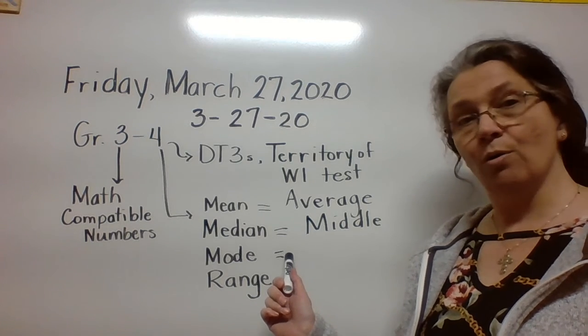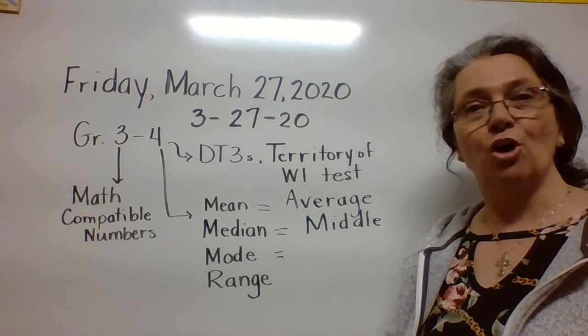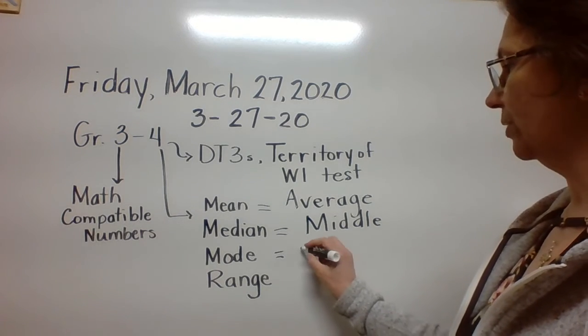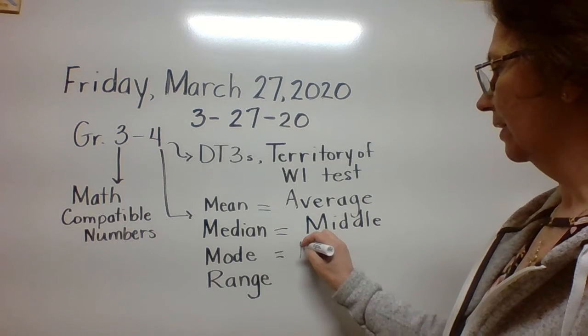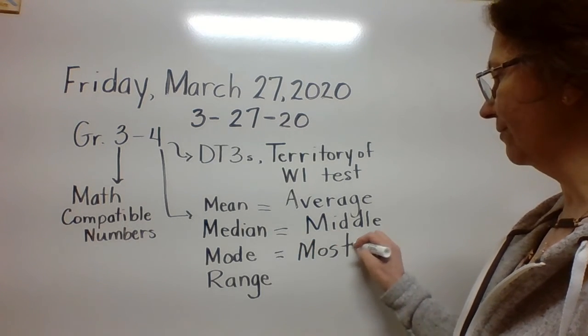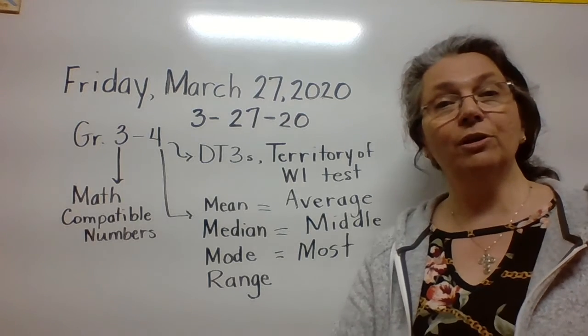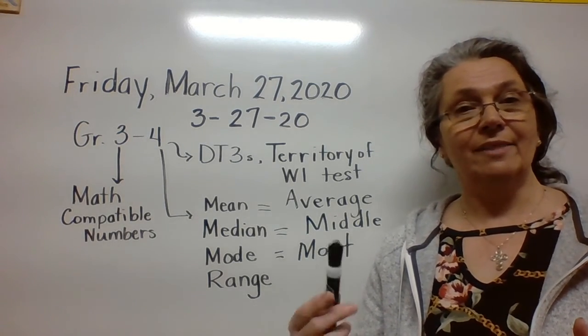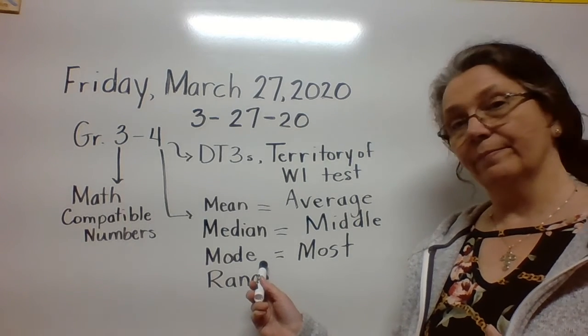And then the mode is most often, and mode kind of sounds like most to me. So mode is most often. What number occurs most often? So if you have a set of numbers, you would look at which ones are repeated the most, okay? And that would be your mode.